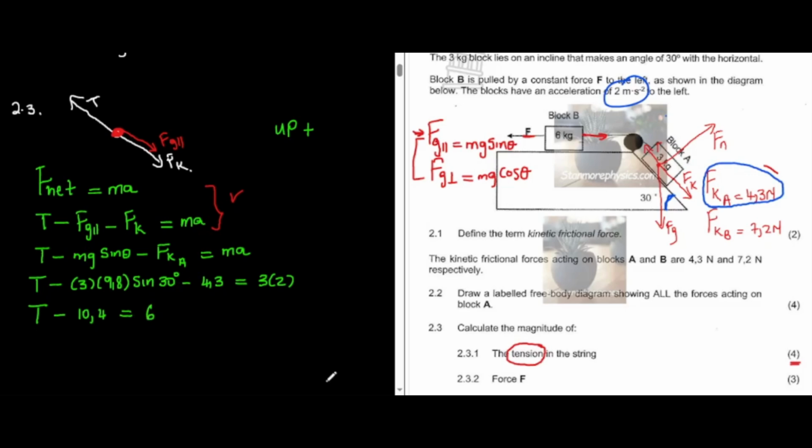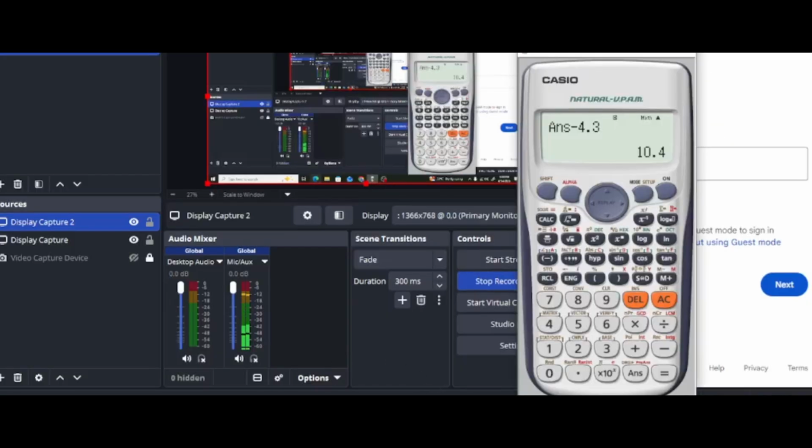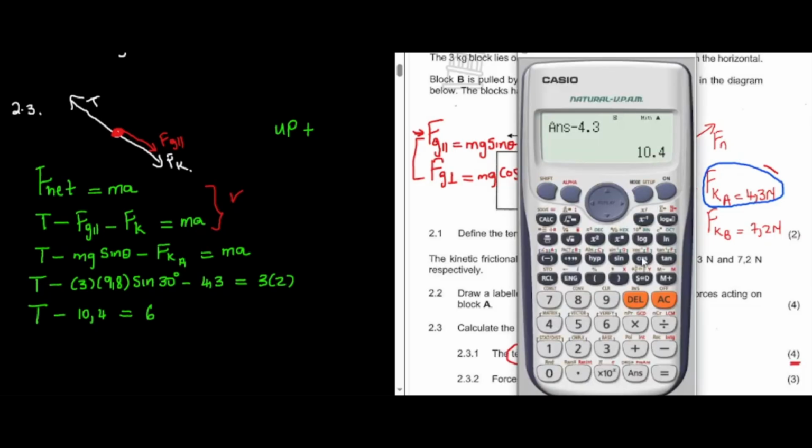So I just want to make sure that we did everything correctly here. Okay, I just want to verify something here. We said this will be minus, inside the bracket 3, and this is multiplied by 9.8, and then this is the sine of 30. Then we minus the 4.3. Oh, this is negative 19. So this is negative 19.